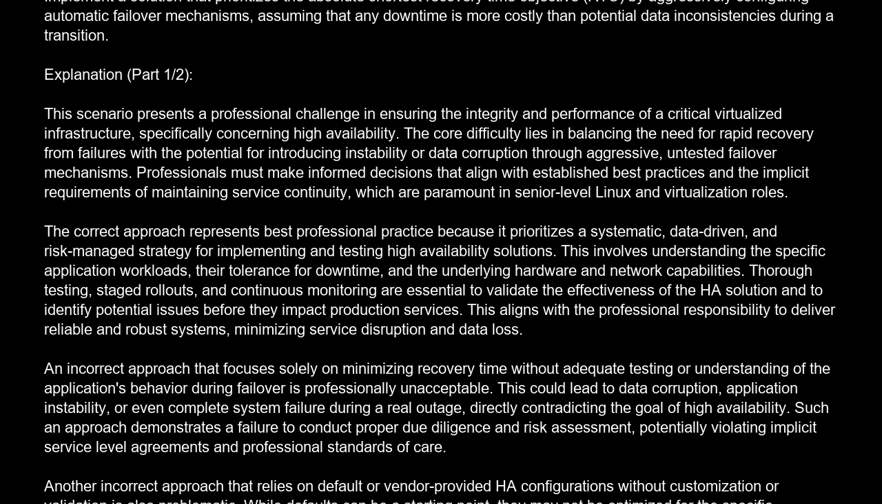An incorrect approach that focuses solely on minimizing recovery time without adequate testing or understanding of the application's behavior during failover is professionally unacceptable. This could lead to data corruption, application instability, or even complete system failure during a real outage, directly contradicting the goal of high availability. Such an approach demonstrates a failure to conduct proper due diligence and risk assessment, potentially violating implicit service level agreements and professional standards of care.